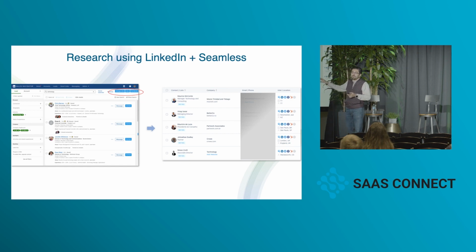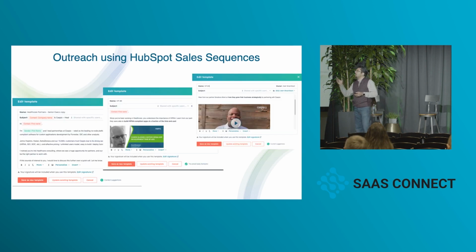Then you can reach out to them, of course, over LinkedIn using Sales Navigator or Connect Invites, but also there are tools like ZoomInfo and Seamless, which I've shown here, which we use ourselves at Caspio, that help in extracting. You just press one button and it goes through all the search results, pulls out all contact information such as email addresses, phone numbers, et cetera, and populates that into the sales automation tool of your choice, which in our case, we use HubSpot sales sequences, but it could be Outreach or any other tool, right?